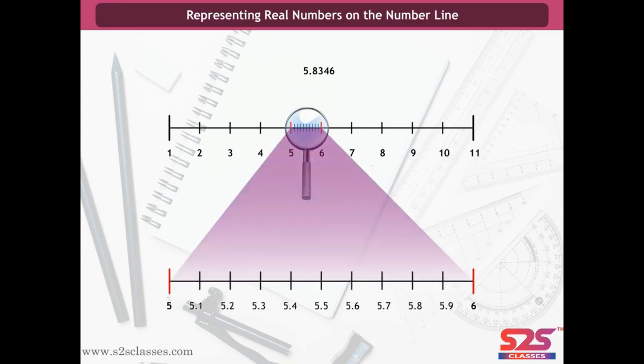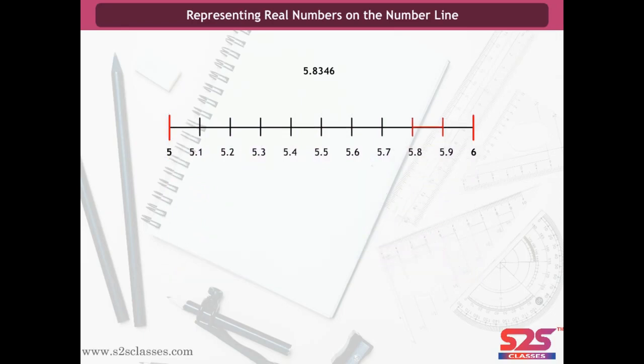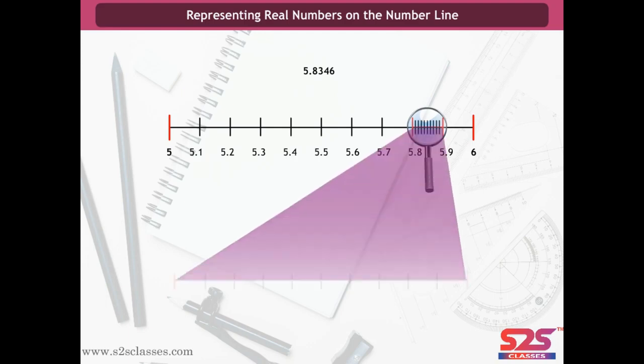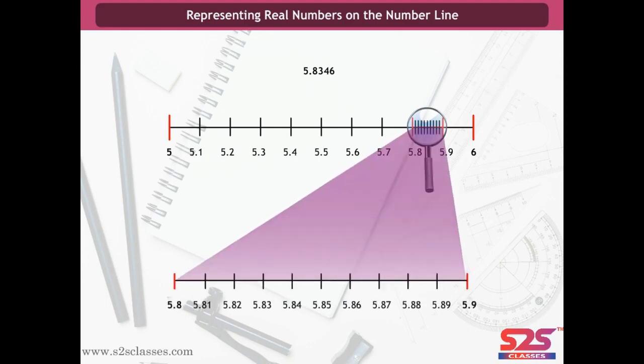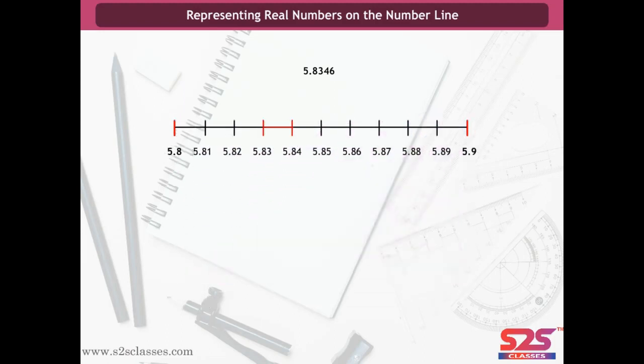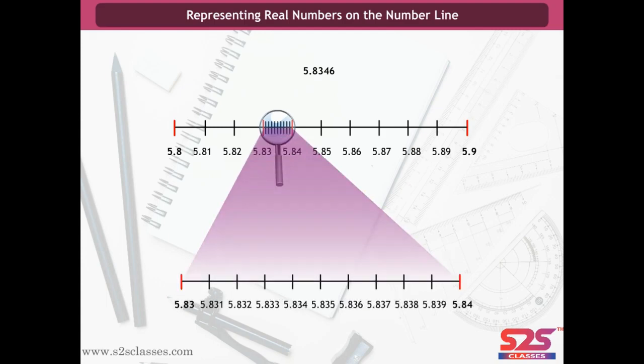5.8346 lies between 5.8 and 5.9. Now further divide into 10 equal parts between 5.8 and 5.9 and then magnify them. Now look at this number line. Go back to 5.8346. It lies between 5.83 and 5.84. Repeat this process. Magnify and divide into 10 equal parts.